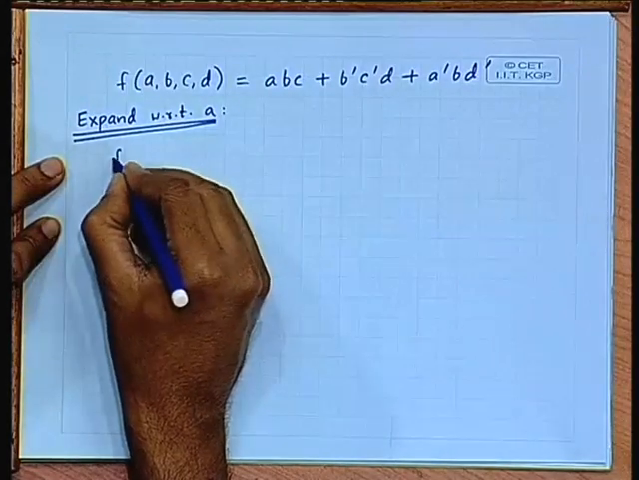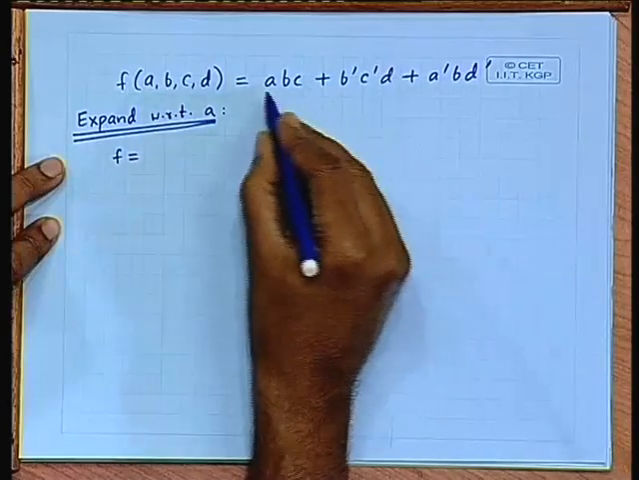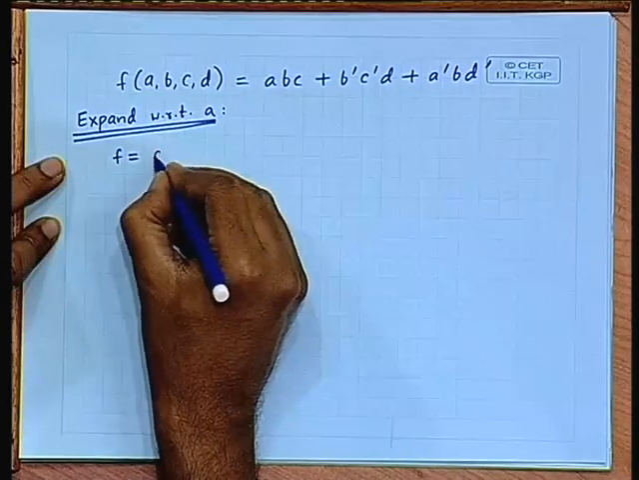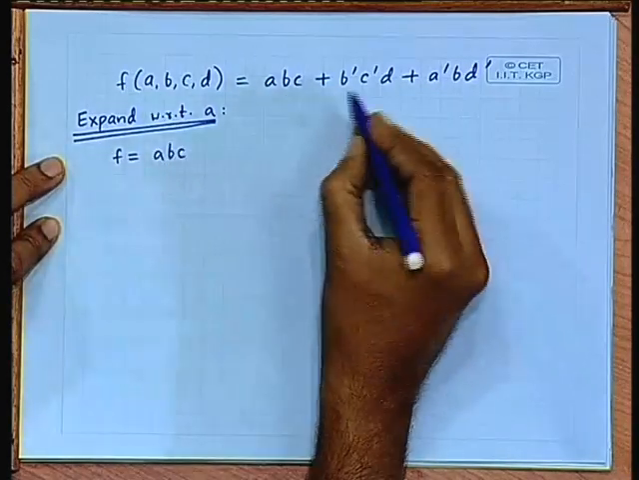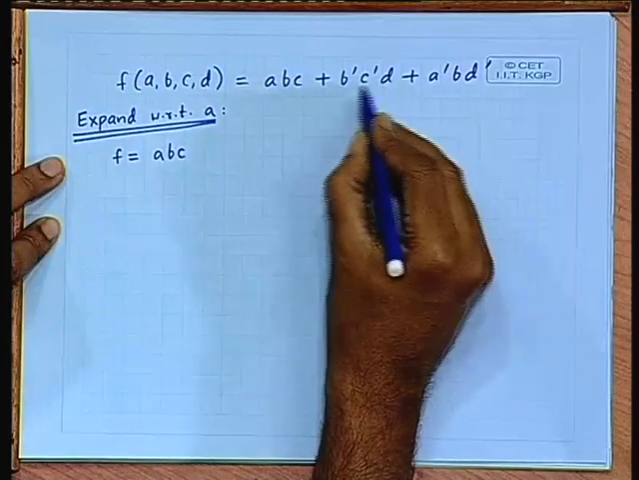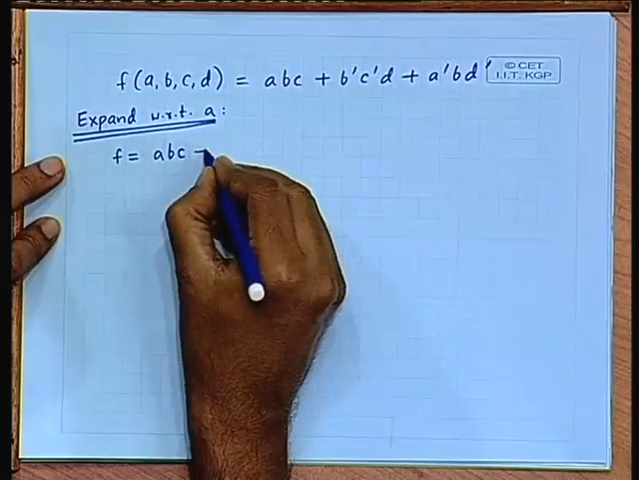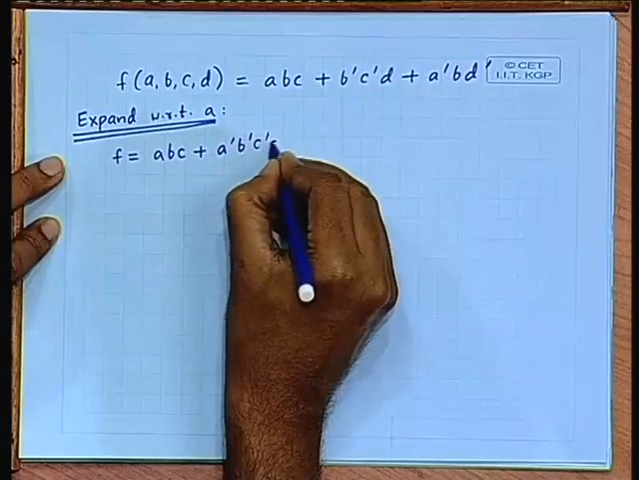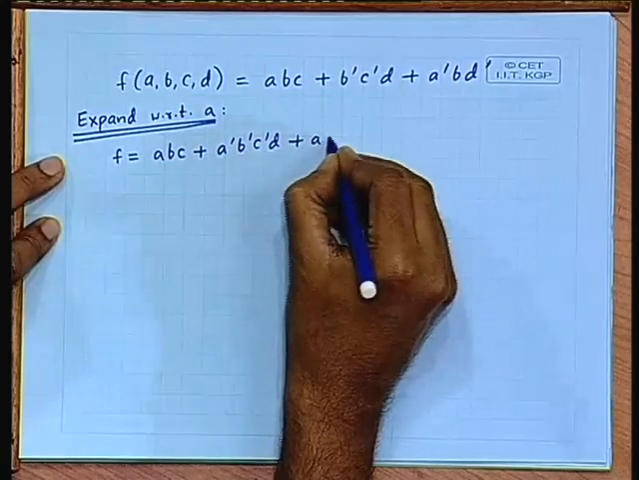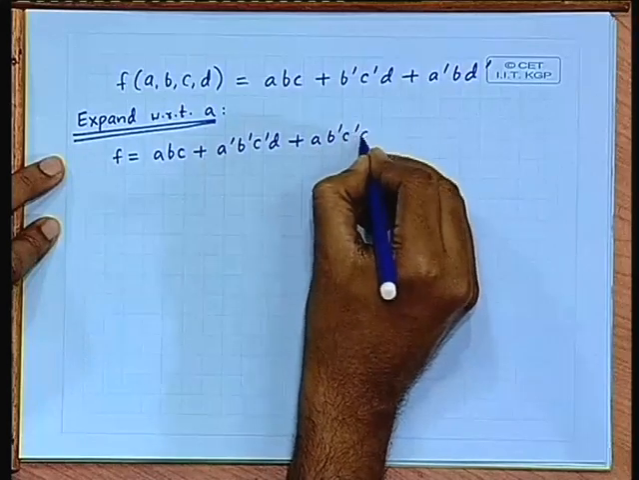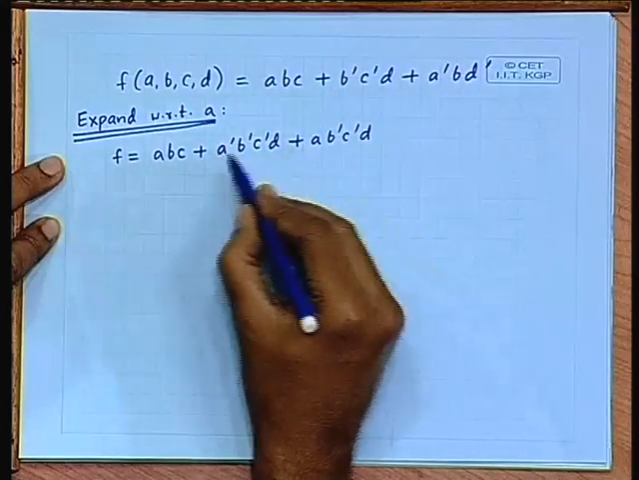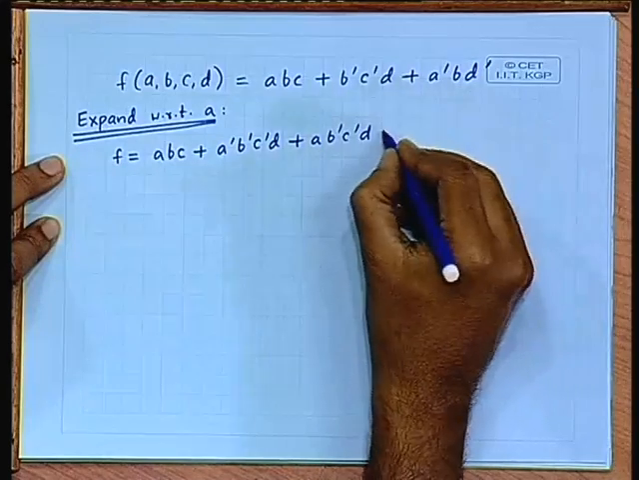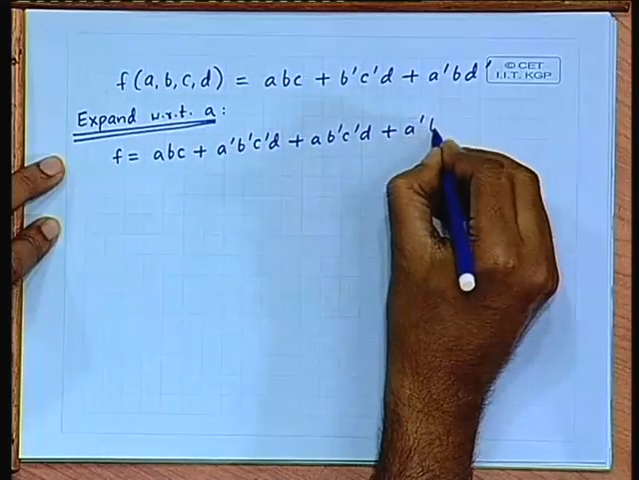Normally, this function can be written like this. Well, abc is already there. The second term is independent of a, so we can write it like this: a' b' c' d, or a b' c' d. Actually, we are introducing a here, a' and a. Similarly, this contains a, no problem.